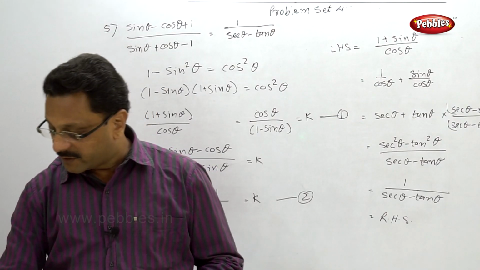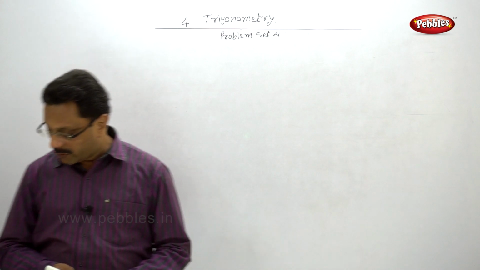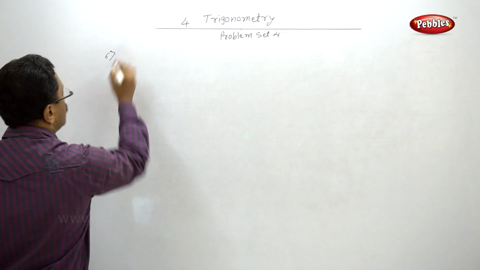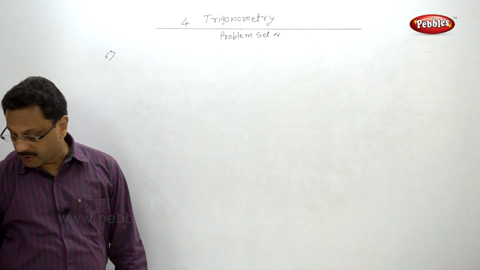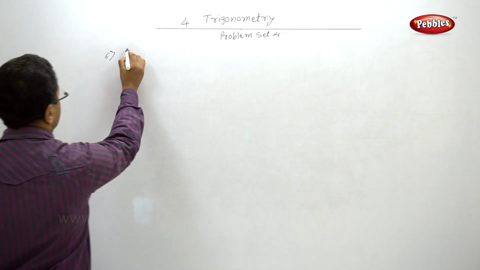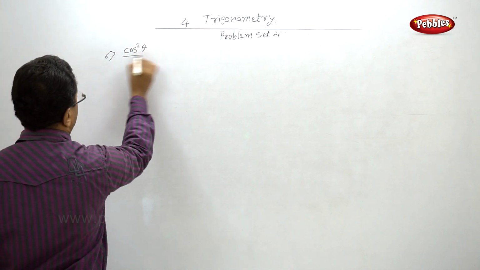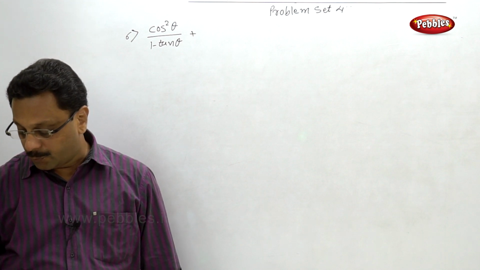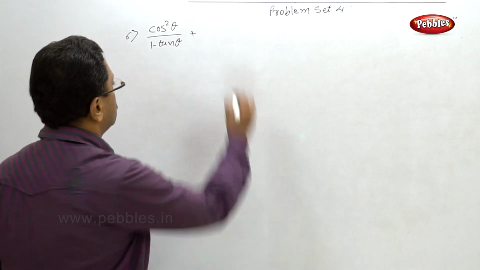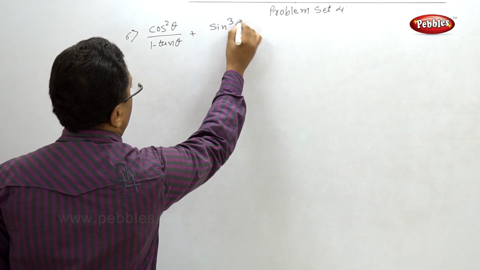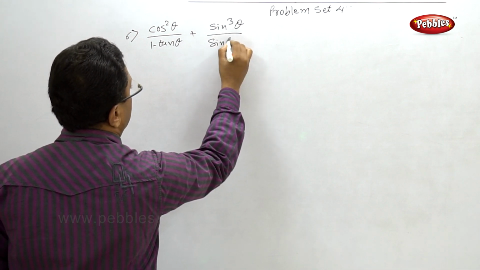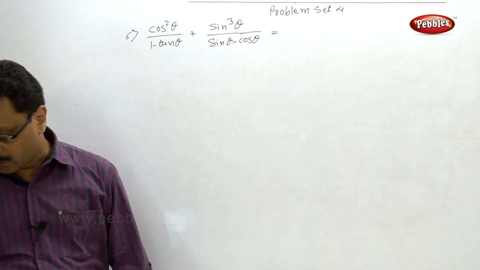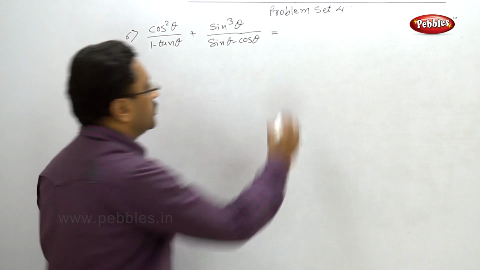Let us solve next example, number 6. Show that cos square theta upon 1 minus tan theta plus sin cube theta upon sin theta minus cos theta is equal to 1 plus sin theta cos theta.